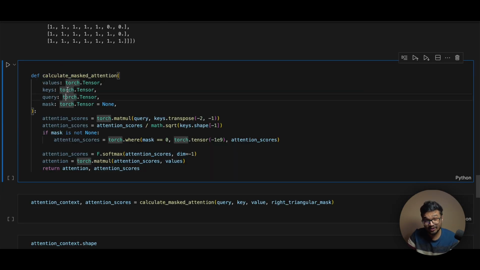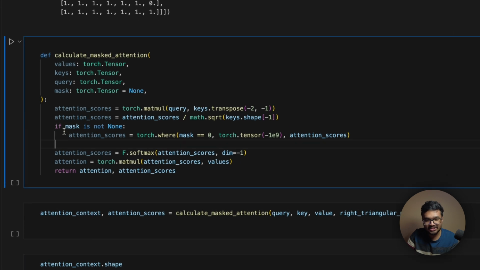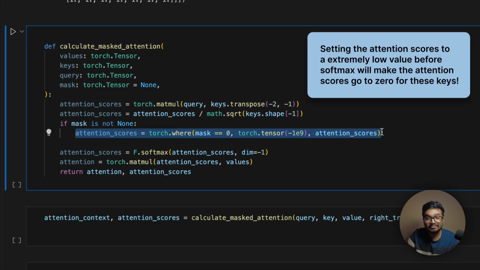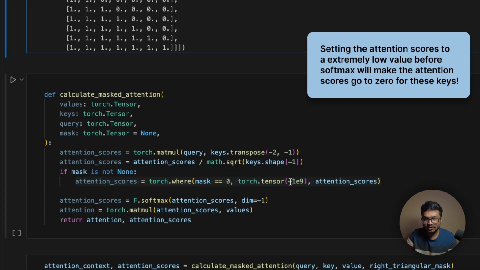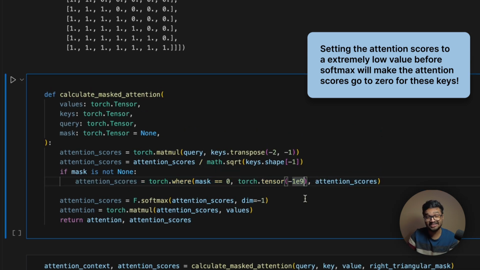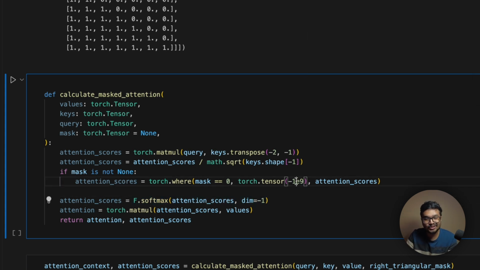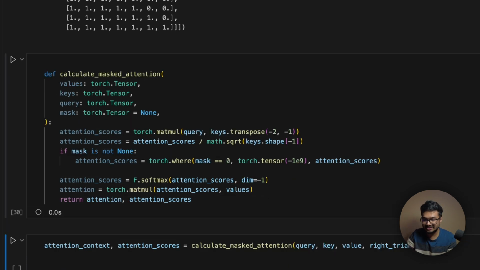And inside our calculate attention function, we have renamed it as calculate masked attention, which now also inputs this mask. And the only change is that now we are explicitly setting the attention score of the indices, which are 0 here, to minus 10 to the 9, which is like a really high negative number. So just before you run softmax, you set this number to extremely low. And what that'll do is, when we run softmax, it will convert those very low numbers to 0. Let's see that in action.